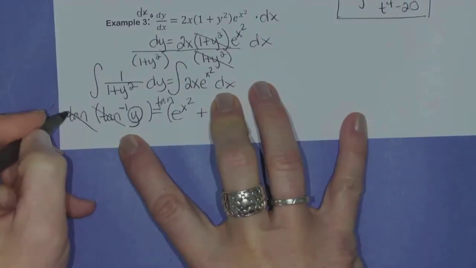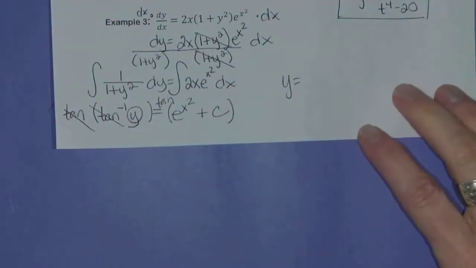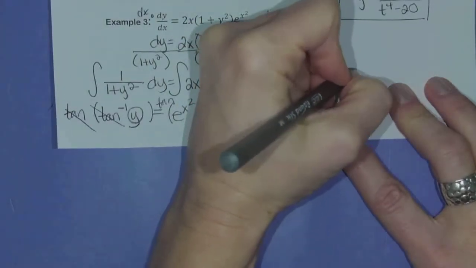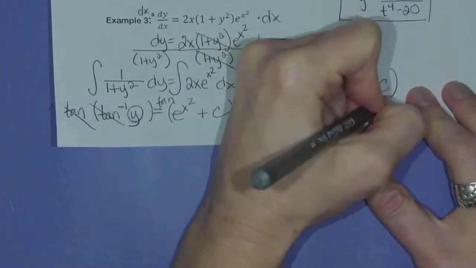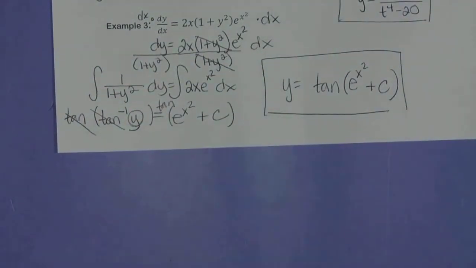The inverse tangent and the tangent will cancel, leaving me with y equals the tangent of the quantity e to the x squared plus c. And that is going to be my final answer, solve for y. And we flip it, and we've got 2 to go.